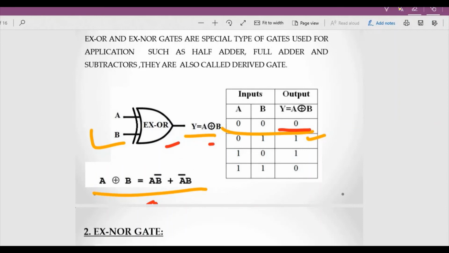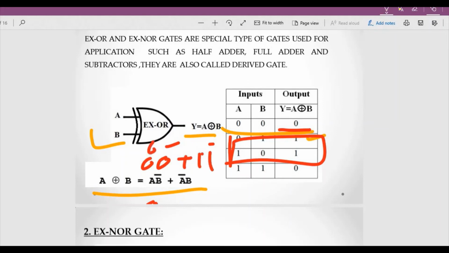So if we take one input as 1 and the other as 0, we will get the same result for these two. For example, if we take 0 and 1, a equals 0, so 0, and what is b? b is 1 and b complement would be 0, plus. Now what is a? a is 0, its complement is 1, and b is 1. So 0 into 0 is 0, plus 1 into 1 is 1. 0 plus 1, you will get 1. See, you are getting 1. Okay.